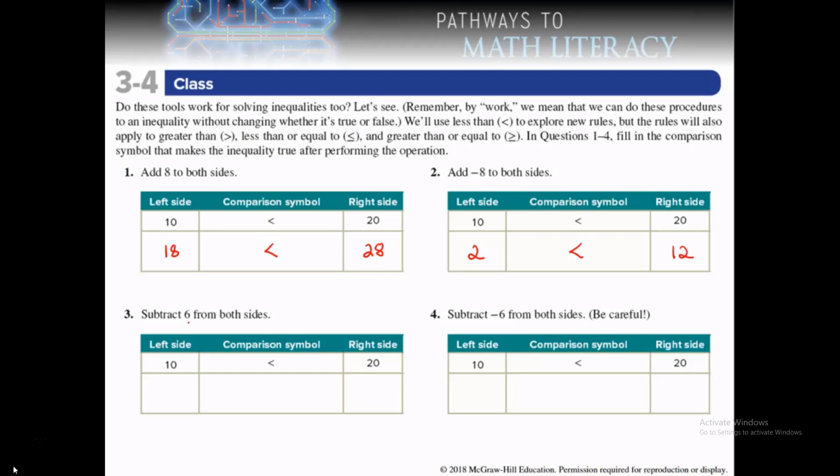In 3, what about subtraction? If we subtract 6 from both sides, 10 minus 6 is 4. 20 minus 6 is 14, and 4 is still less than 14. What if we subtract negative 6 from both sides? Well, what we have to be careful of is that subtracting negative 6 is the same as adding 6. So 10 minus negative 6 is 16, and 20 minus negative 6 is 26. Well, 16 is still less than 26. So we can add or subtract either positive or negative numbers to both sides, and the direction of the inequality will remain the same.